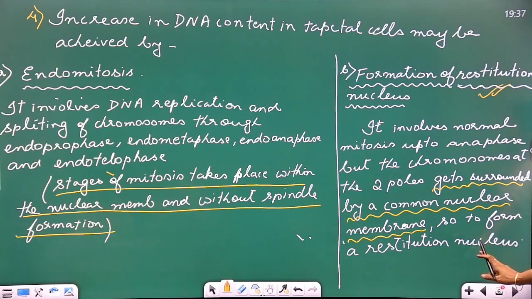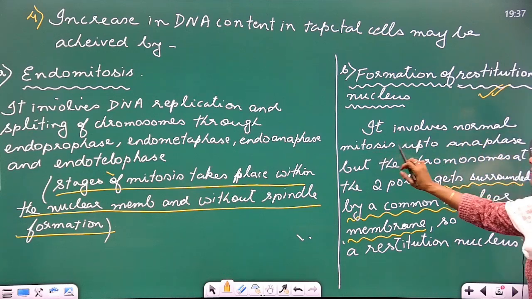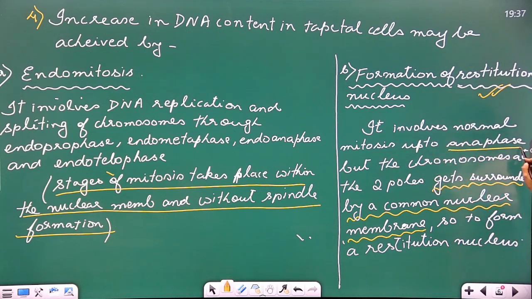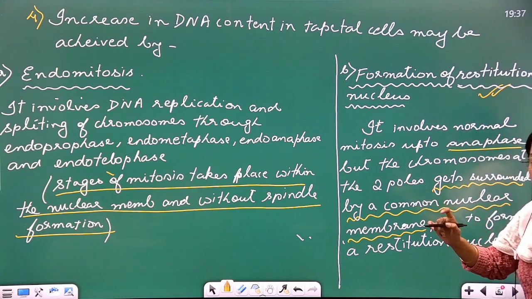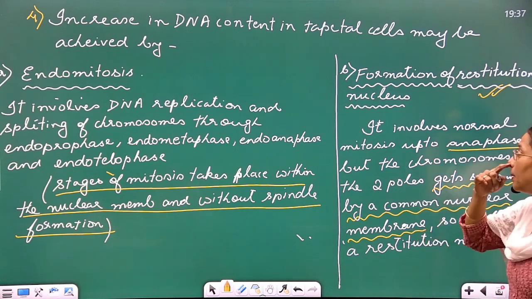Is this line understood? If you're talking about the normal type of mitosis and meiosis, what will happen? It says here, it involves normal mitosis up till anaphase. After anaphase, what is the phase that we'll be talking about? Telophase. What happens in telophase?